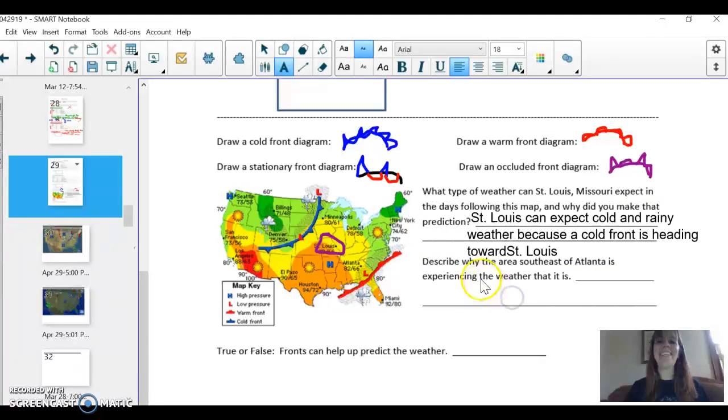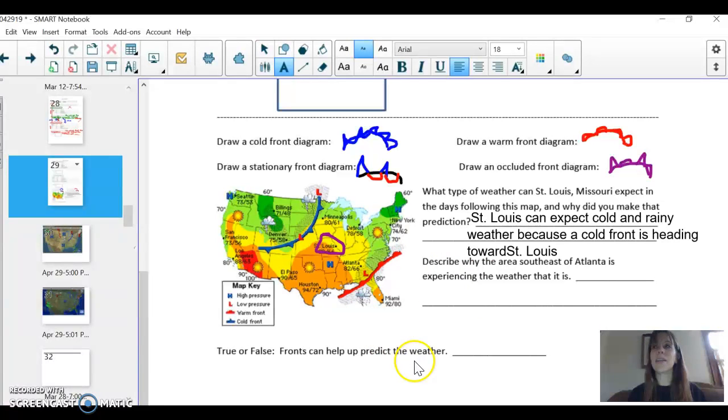Describe why the area southeast of Atlanta is experiencing the weather that it is. Sorry, my timer is going off. One moment. Okay. So I look at southeast of Atlanta. Here's Atlanta. Here's southeast. And I want you to think about why it is having the kind of weather it is. So write what you think here. Think about what we've talked about.